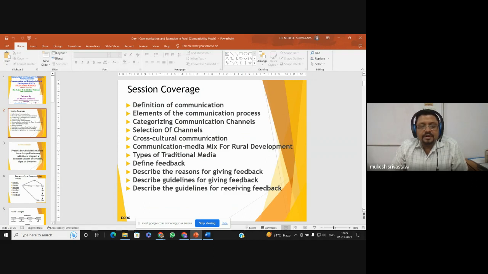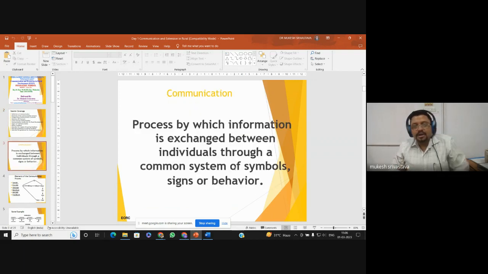What aspects of cross-cultural communication we have to understand when we talk about rural development? The different communication media mix for rural development and the different types of traditional media which we use in rural areas. When we talk about rural areas, the communication media mix will be different from the urban area, so we'll talk about that. After that, we'll talk about feedback, the reasons for giving feedback, and how we should give feedback. That means the guidelines for giving feedback and for receiving feedback, both types of guidelines I'll talk about. So let me start with my first topic, that is communication.